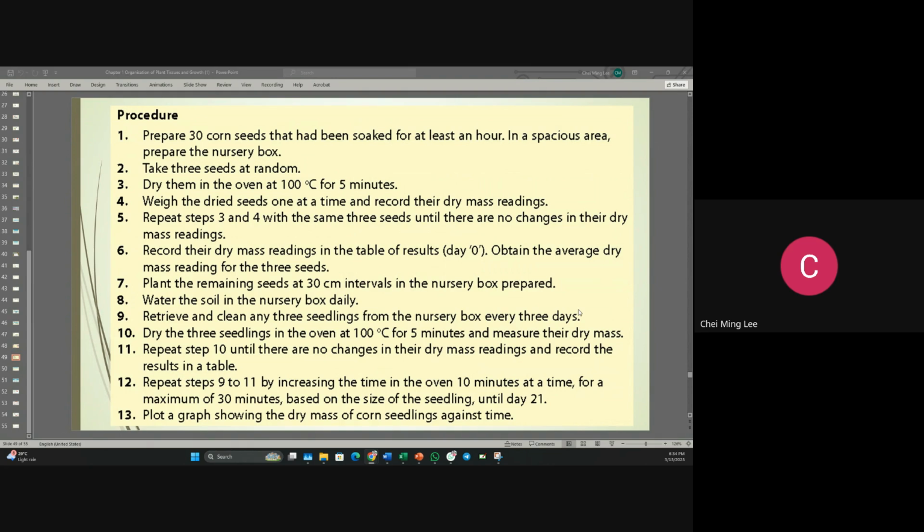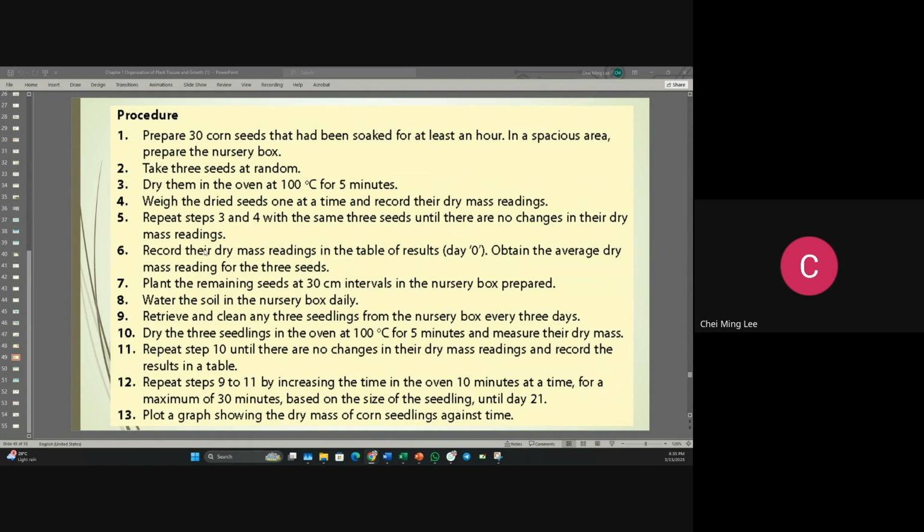So every 3 days we pick up 3 seedlings, and then repeat steps 3 and 4: dry for 5 minutes, then measure the dry mass until there is no change. After the next 3 days, we pick another 3 again until all of them have been picked. It takes around 21 days. Then we plot the graph, so the maximum day is 21.